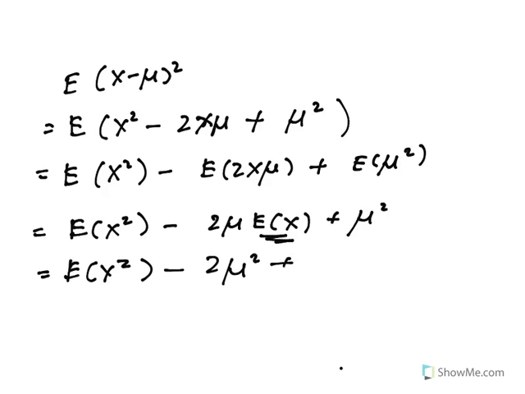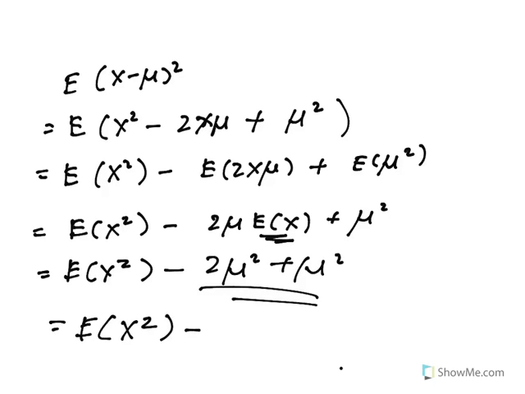So here, this is minus 2 mu square plus mu square. I combine these two, and what I get is minus mu square. Minus 2 plus 1 is minus 1. So minus mu square is the same as minus E of X whole thing squared. So this is the formula that we will apply. Meaning, I take the probability of X times X square, minus the probability of X times X, whole thing squared.